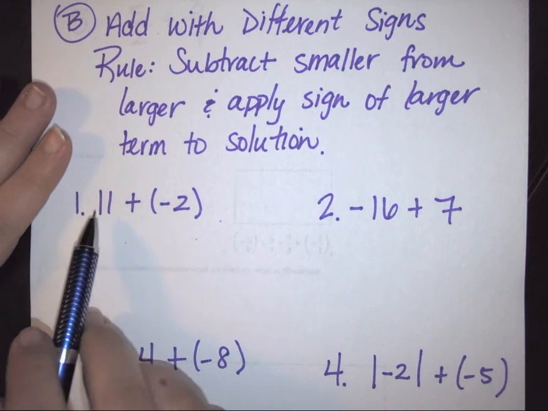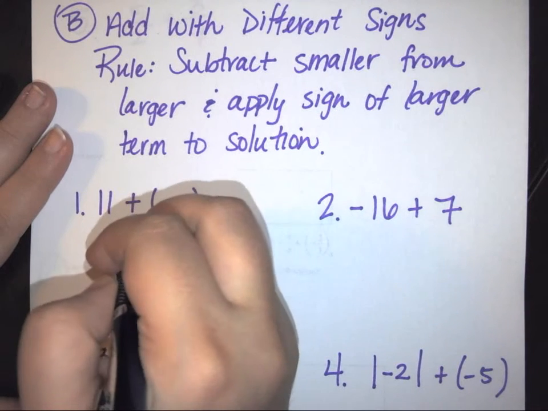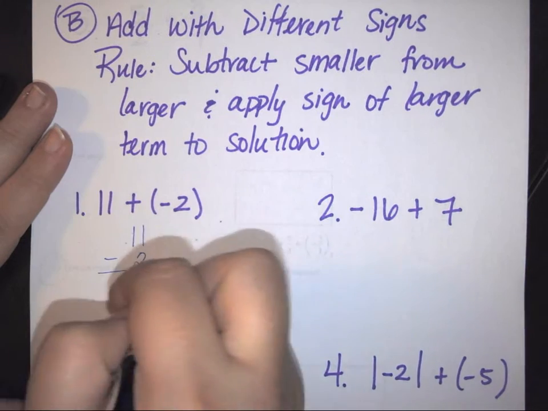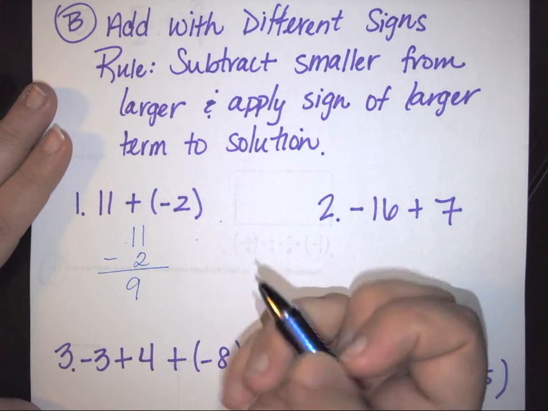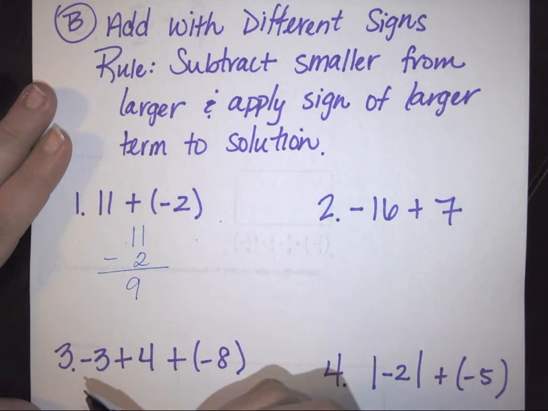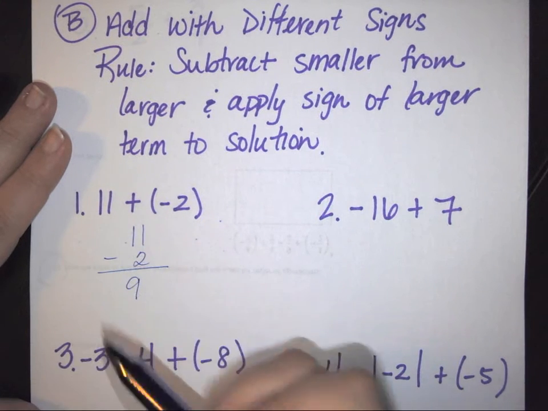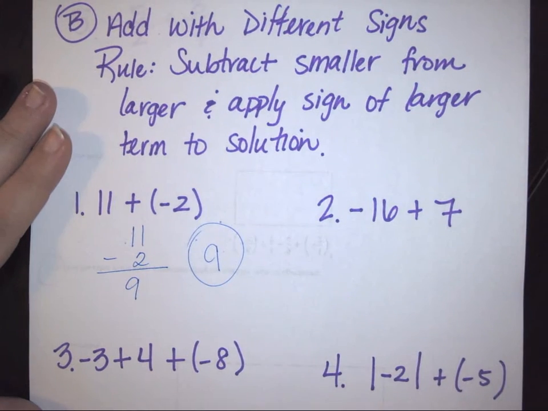And so, first and foremost, I have 11 plus negative 2. So I'm going to do 11 minus 2, which is going to give me 9. And then I have to apply the sign of my larger number. And so my larger number here is positive. Thus, my answer for this is just straight 9.